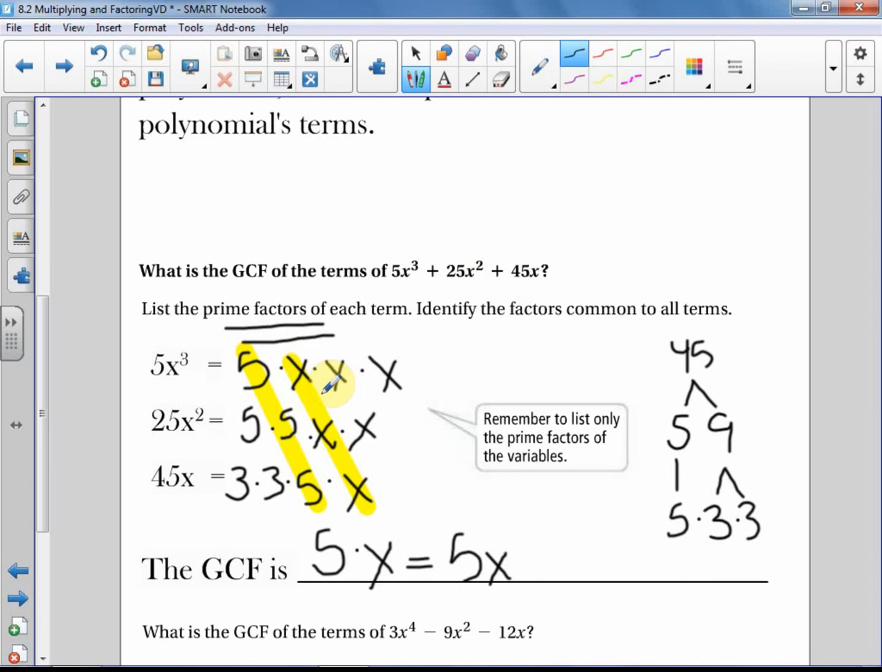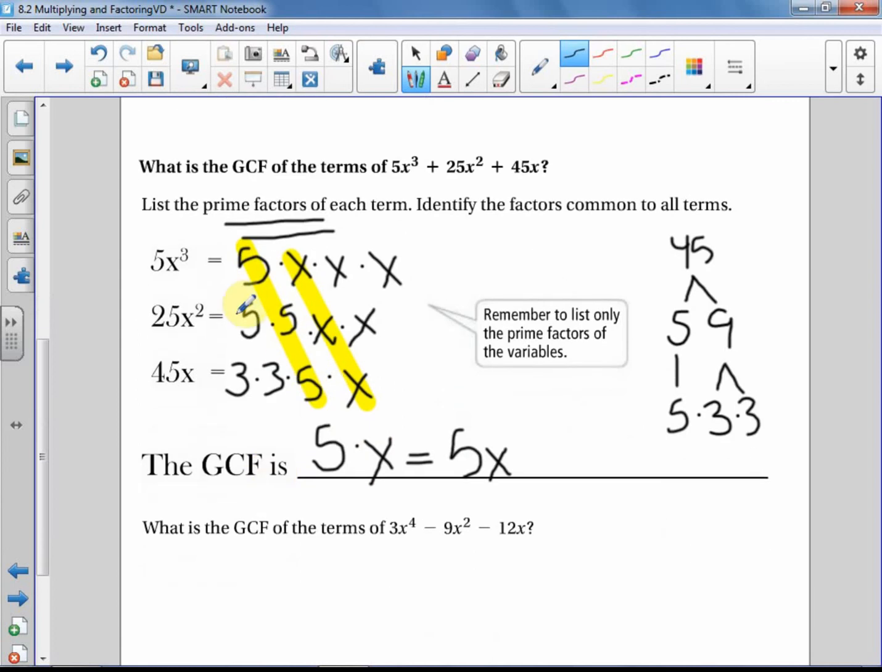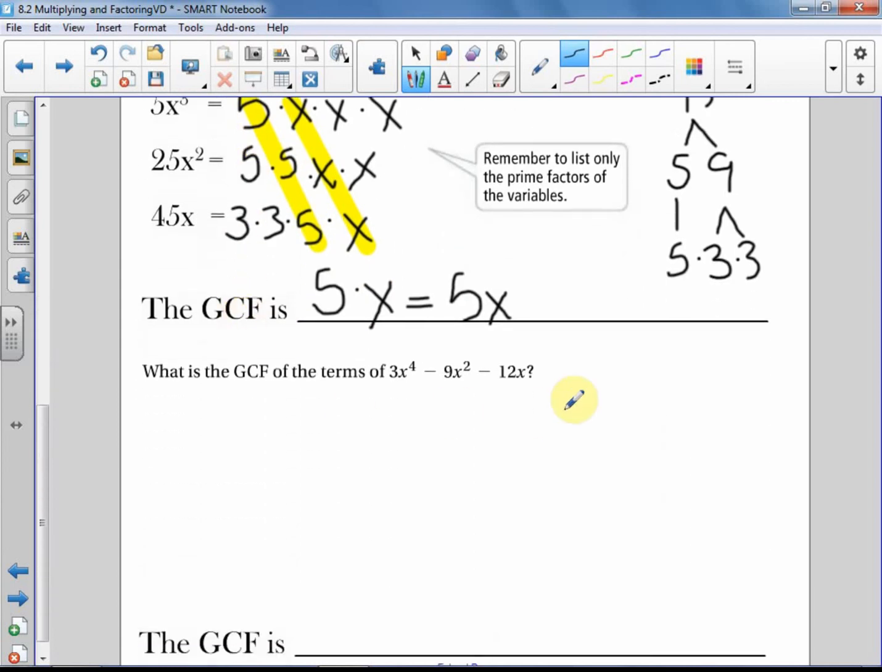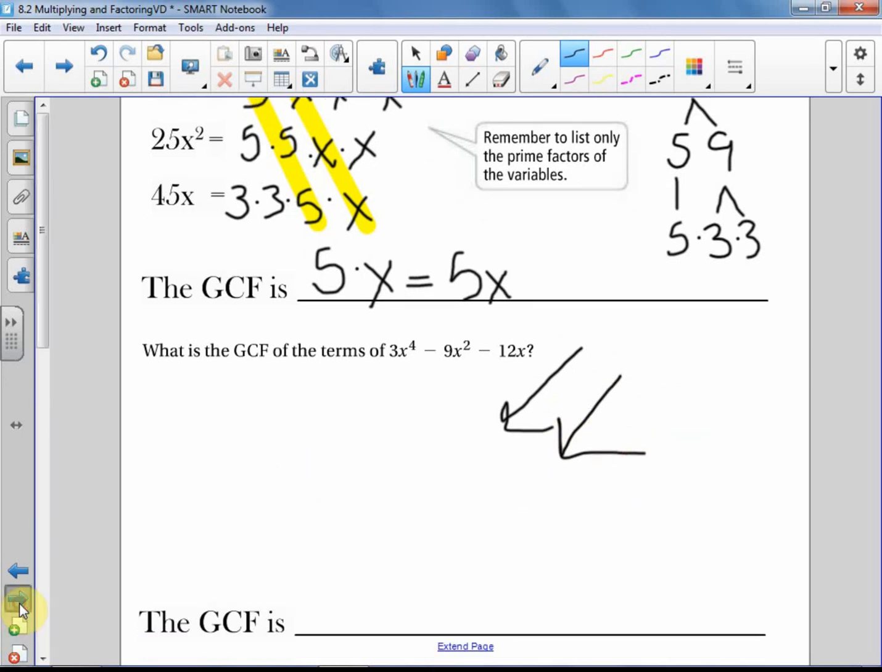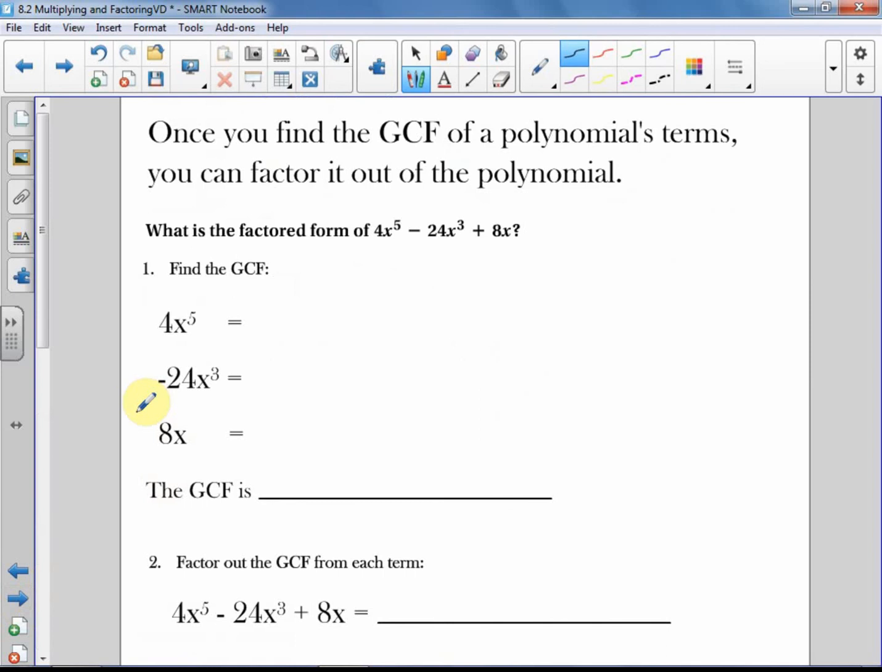So let's just practice this first step, just finding the GCF. So you have an example here. Please do this on your own using the same procedure as above. So once you find the GCF of a polynomial's terms, you can factor it out of the polynomial. And that is our goal for this chapter, is to be able to factor out monomials from polynomials.